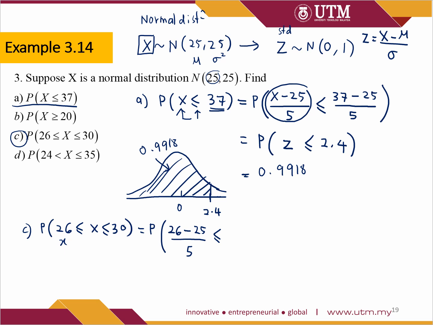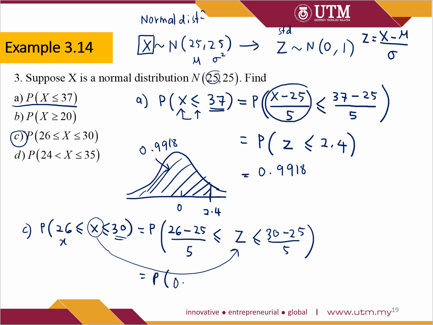You don't have to write this x minus 25 over 5. You can also just write this as z, meaning you have already gone through the step of x minus 25 over 5 for this standard normal z. But for this 30, you should show it. You have to show it.